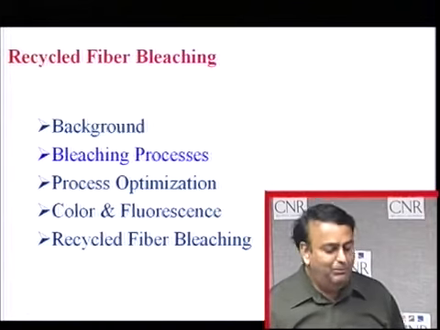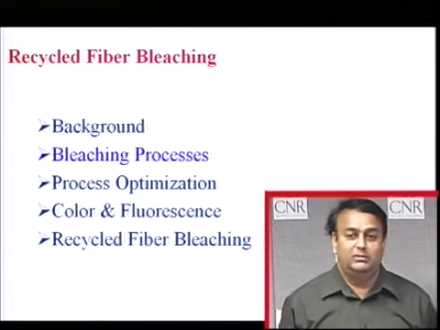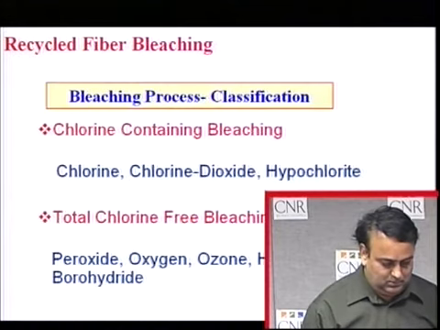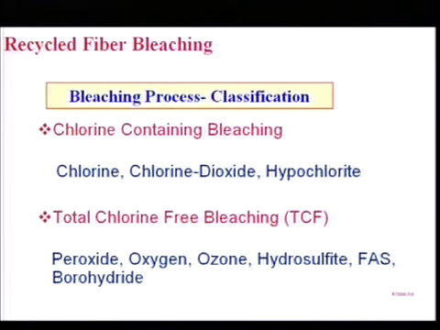Now let's take a look at bleaching processes and how we classify them. There are two ways you can classify the bleaching process. One way is chlorine containing compounds and chlorine free compounds. Chlorine containing bleaching consists of chlorine, chlorine dioxide, and hypochlorite. Chlorine free bleaching is peroxide, oxygen, ozone, hydrosulfide, FAS (formamidine sulfinic acid), and sodium borohydride. This is totally chlorine free bleaching.